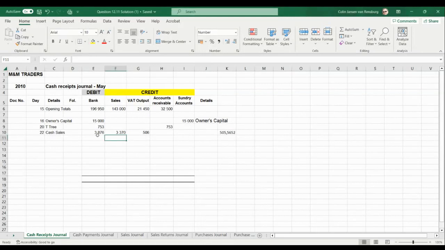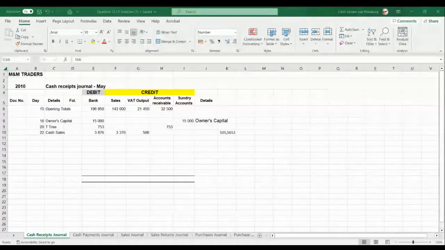Okay, so the amount that we banked into our bank account was 3876, which represents sales for us. That's our income of 3,370, and then the value-added tax that we have to pay over to the revenue service after deducting the input tax will be 506. Right, so that will be a creditor of ours. Remember, the VAT output is a liability. Okay, so far so good. Let us go to the next transaction.